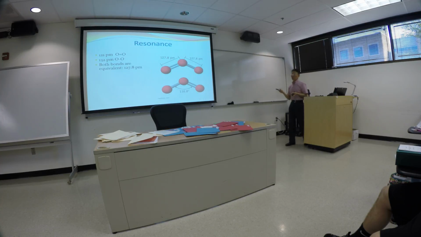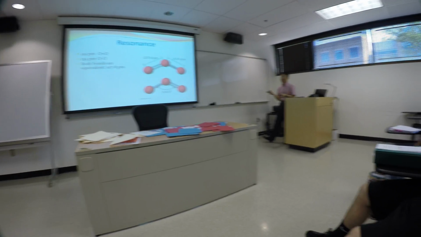Okay? Now, when you measure the bond length of the ozone molecule, you don't get 121, you don't get 132. As a result, you actually get 127.8. All the chemical bonds in the ozone molecule are equivalent to one another. They have a bond length of 127.8. So this indicates we do not have a fixed situation of single bond and double bond, either on the left or on the right side, within the molecule.